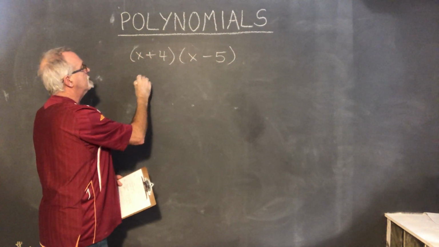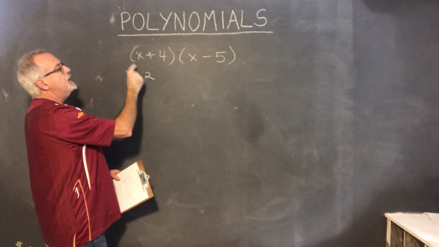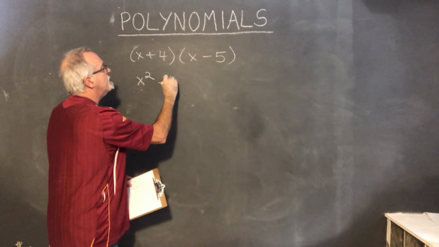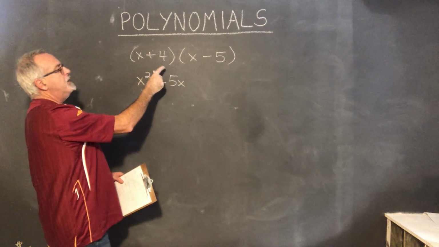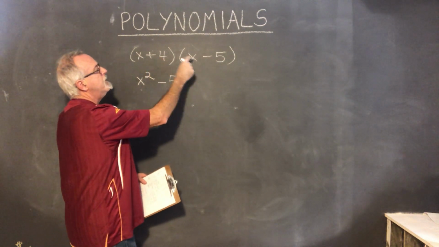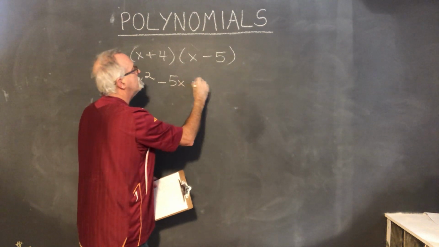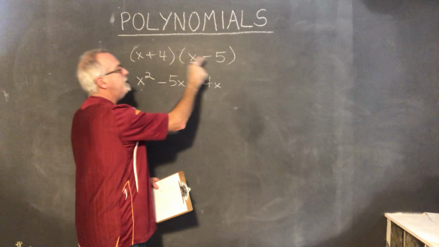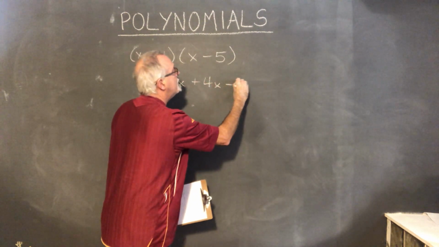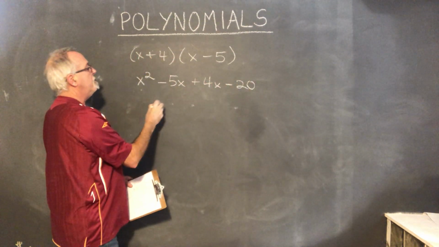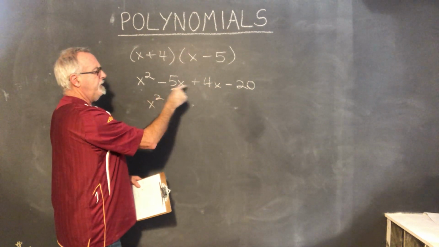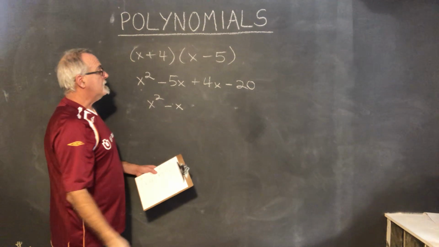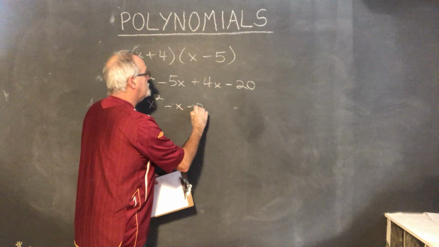X times x is x squared. O, outside times outside. X times negative 5 is minus 5x. I, for inside, 4 times x, these are the inside terms, that gives me plus 4x, and then last, 4 times negative 5, positive 4 times negative 5 gives negative 20. And then we combine our similar terms, and negative 5x plus 4x gives negative 1x, or just minus x. So x squared minus x minus 20.